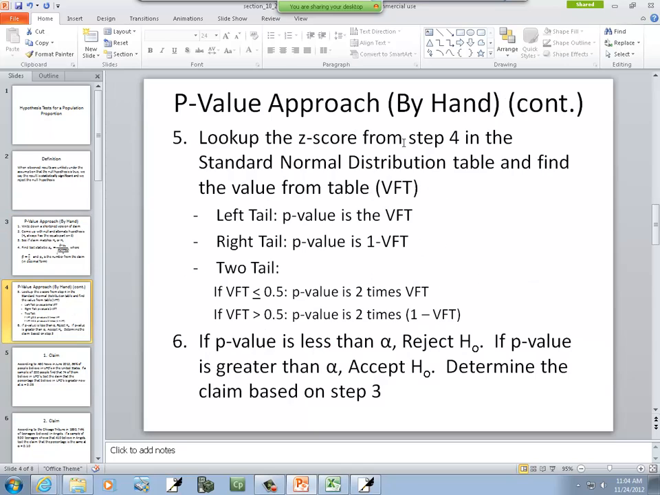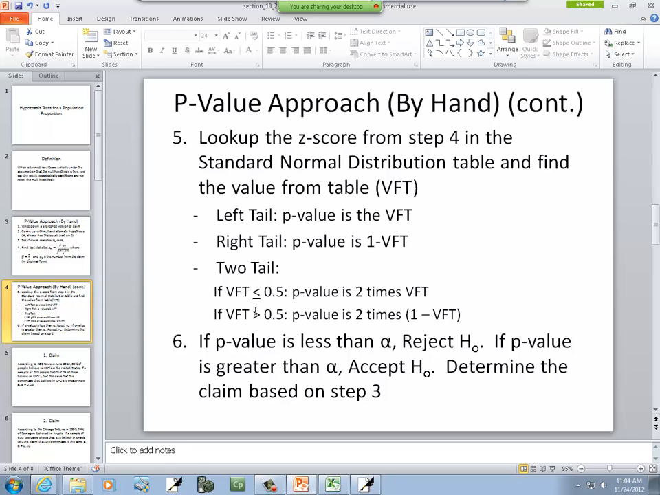Then we're going to look up the z-score from step 4 in the standard normal distribution table and find the value from the table. I'll just label that as VFT, value from table. Left tail, your p-value is the VFT. Right tail, your p-value is 1 minus the VFT.